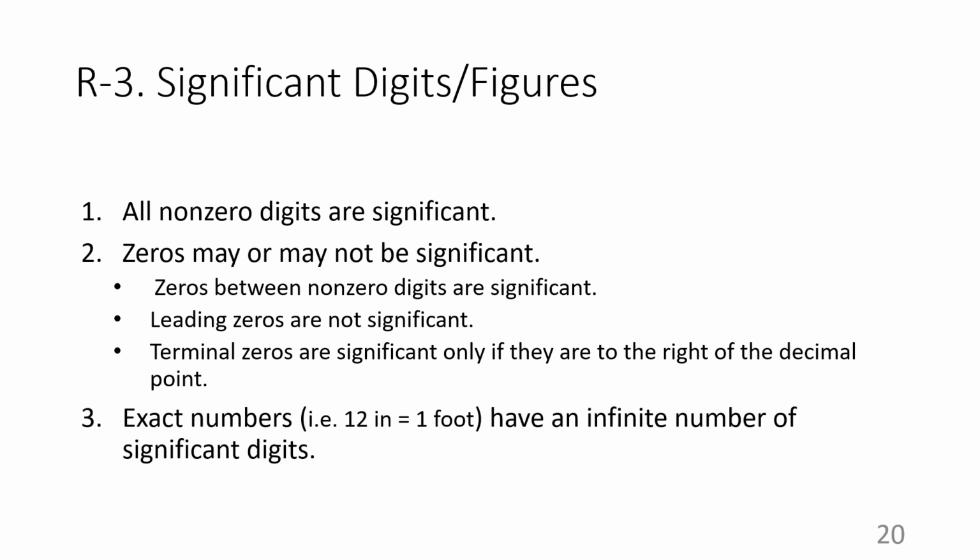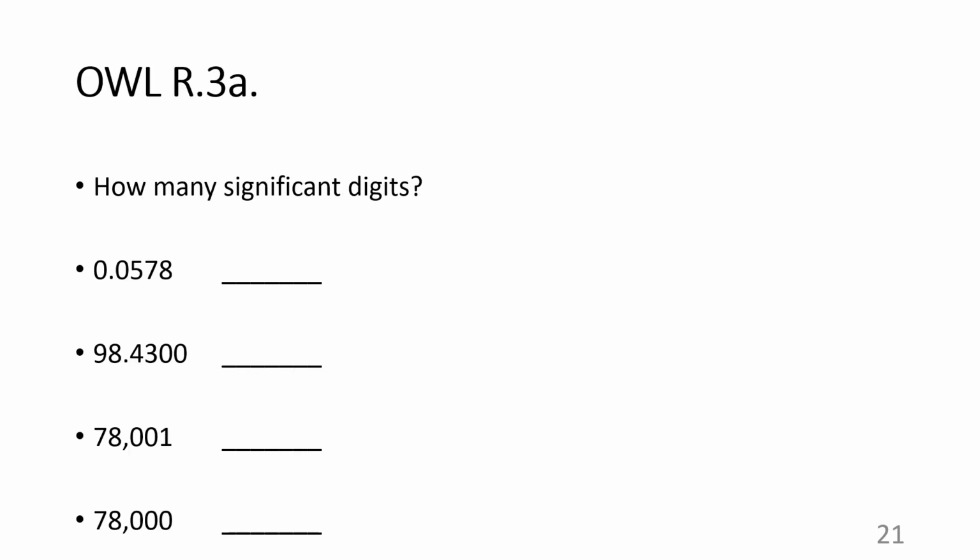Okay, and then we have exact numbers, things like there are 12 inches in 1 foot, or 3 feet in 1 yard. Those numbers 3 and 12 are what we call exact numbers. By definition, a foot is 12 inches. And since these numbers are exact numbers, they have an infinite number of significant digits, and they will not affect the number of sig figs in your reported answer.